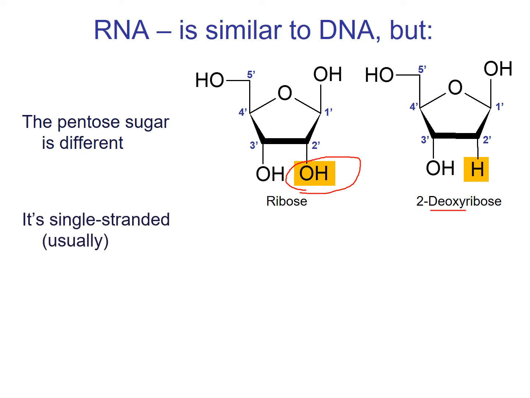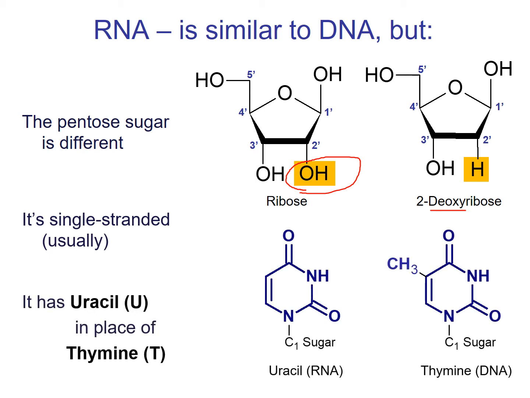What else is different about RNA? It's usually single-stranded. There are always exceptions in biology. RNA also has the nitrogenous base uracil instead of thymine. So if you take a look, the structures are very similar. Only difference is this methyl group here, which is just enough of a difference that RNA enzymes will recognize uracil over thymine.